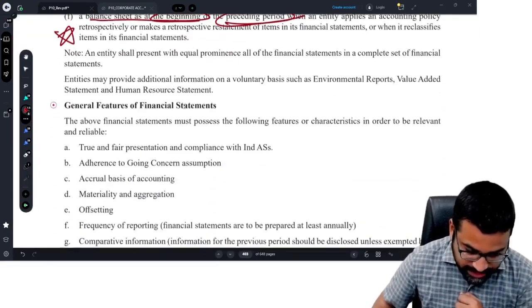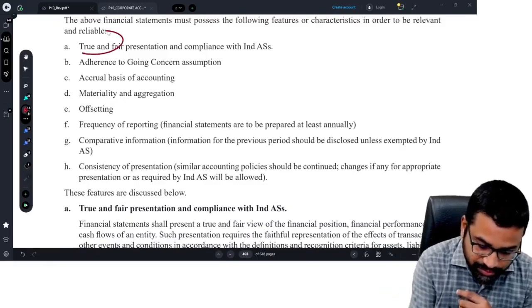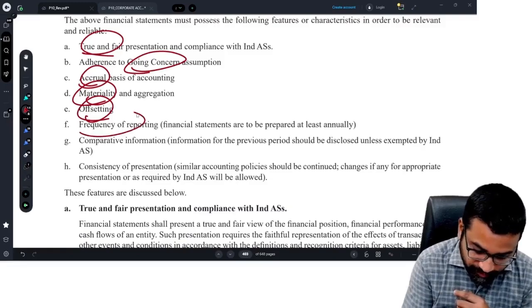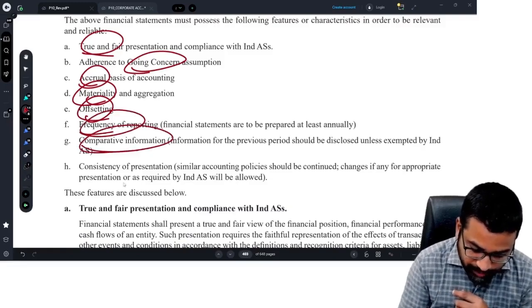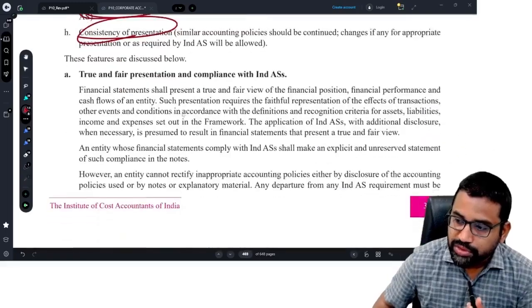Okay. Next, what are the general features of financial statements? This topic also I discussed. True and fair view, going concern, accrual basis, materiality, offsetting, frequency of reporting, comparative information, consistency of presentation. Now, one by one, suppose true and fair view.